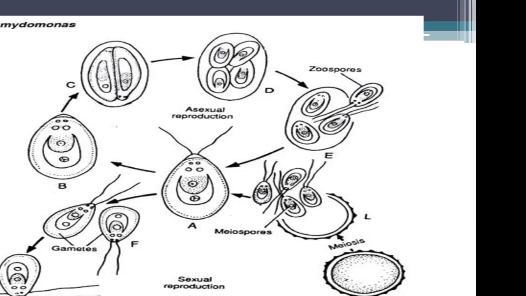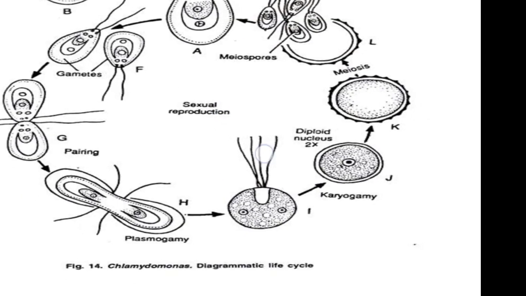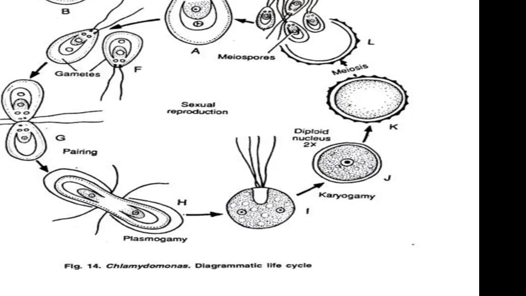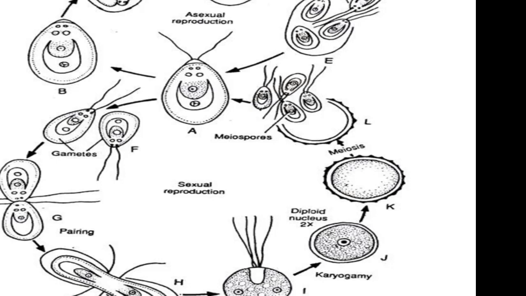That zoospore again functions as an adult Chlamydomonas. But in the case of sexual reproduction, you can observe that when two flagellates, after getting suitable conditions, fuse to form a tetraflagellated structure, and when the nuclei fuse to form a zygote, the zygote by the process of meiosis converts into a motile spore. It is called a meiospore because it is a meiotic product.